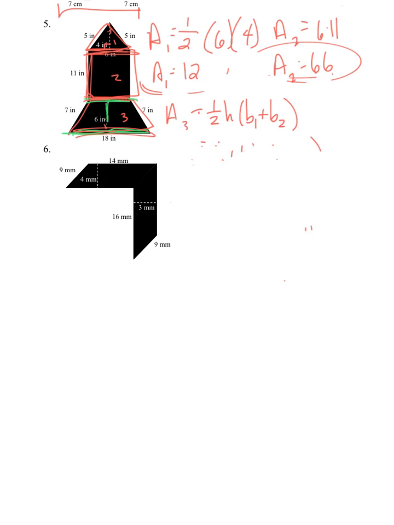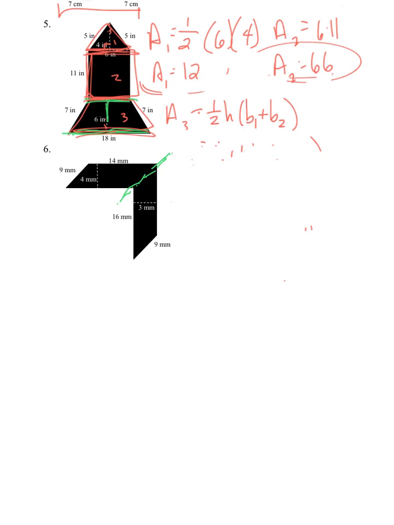Okay, so in this problem here, a lot of students will break it up because they'll say, okay, I see some trapezoids, I see some triangles and things like that. The trick to this one is actually if you cut it right through there, you actually just have two parallelograms.